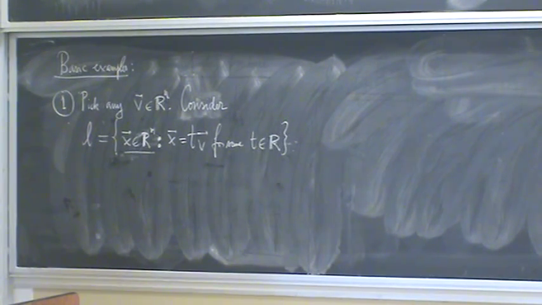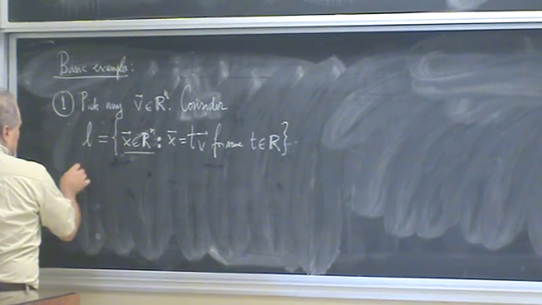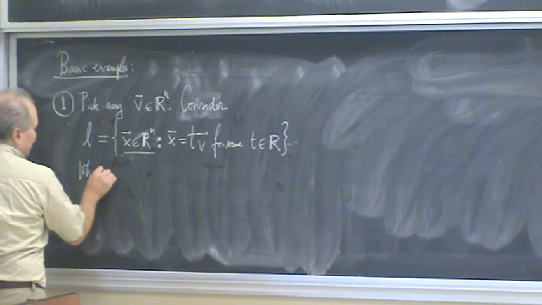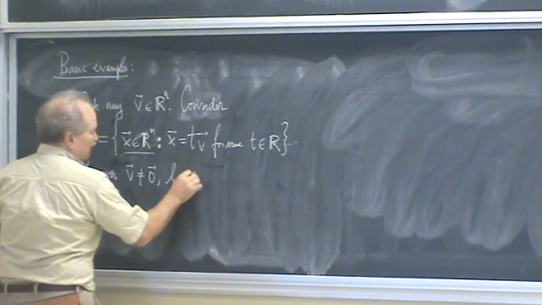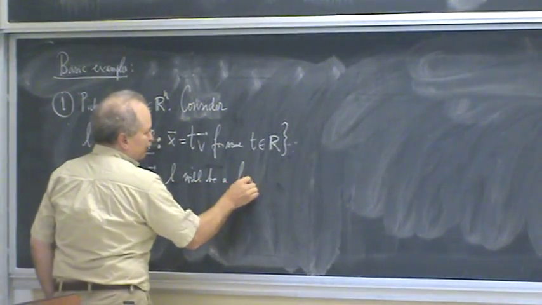Jonathan specified something that I didn't write on the board. There is one thing that might make this not be a line. Oh, it doesn't go through the origin. If the vector v is the zero vector, what if v is just 0? What do you get for L? 0. Boring. So we should say whenever v is not the 0 vector, L will be a line.